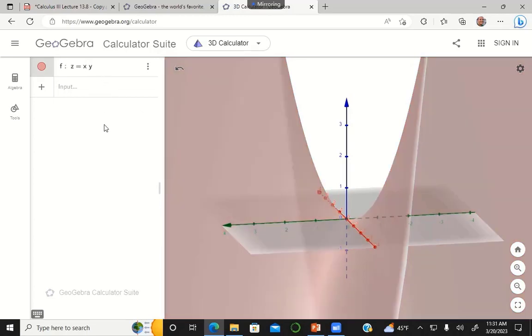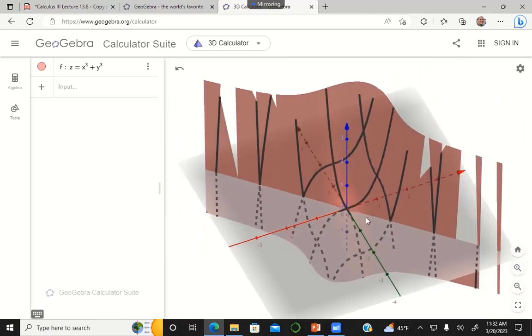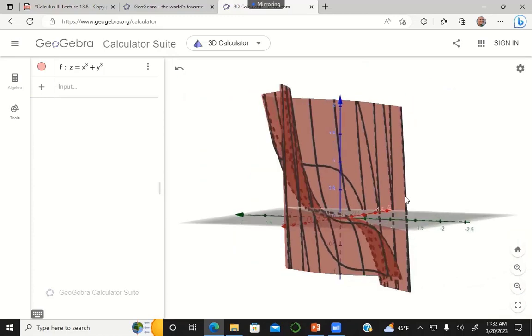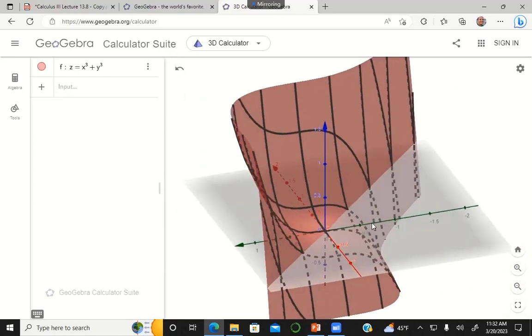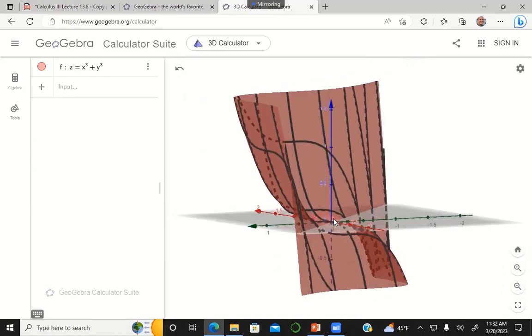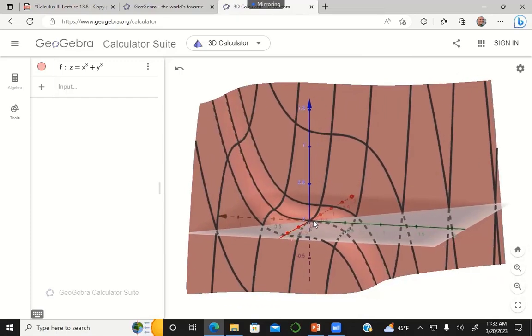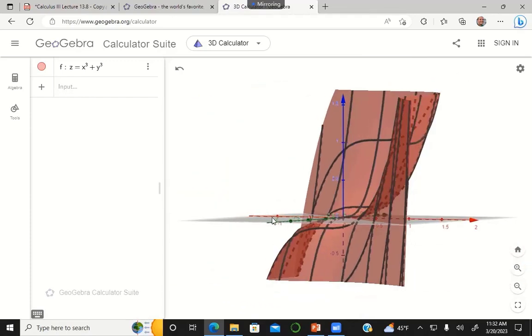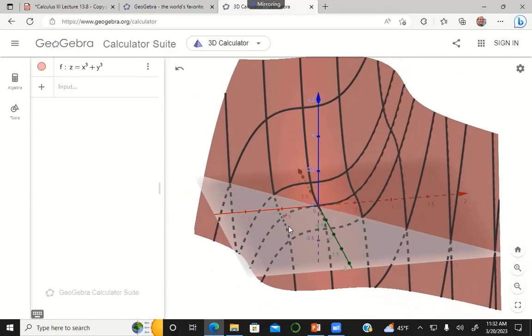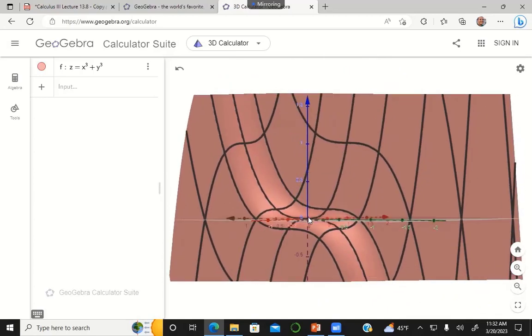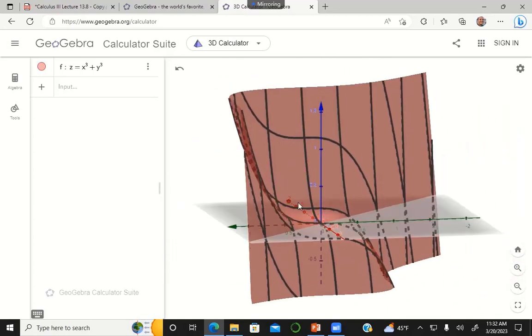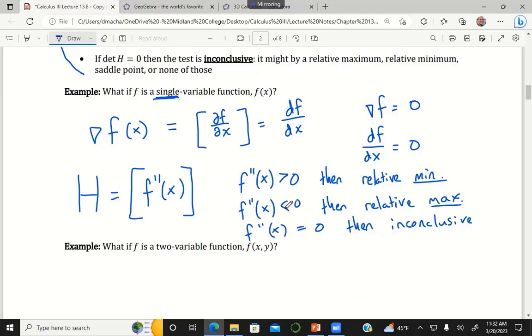With multivariable functions, you can still have cases where it's not a minimum, it's not a maximum, and it's not a saddle point. Like I think this works. Yeah. So this surface right here, at the origin, it's not a saddle point, it's not a minimum, it's not a maximum, it's neither. It's none of the above. And so that's a possibility as well with multivariable functions.